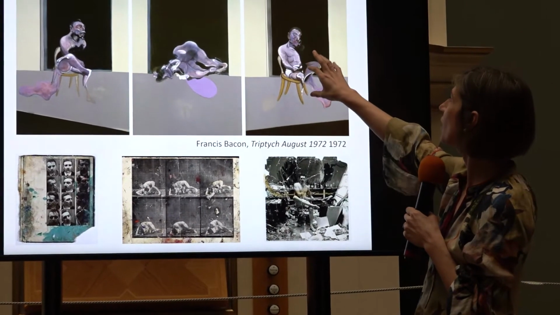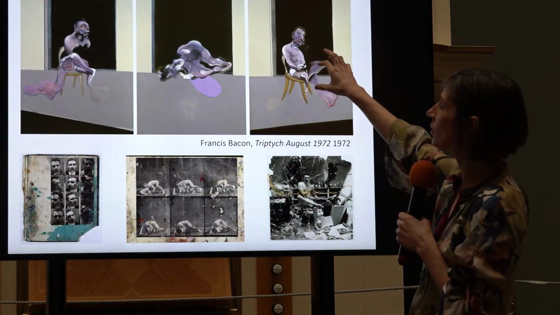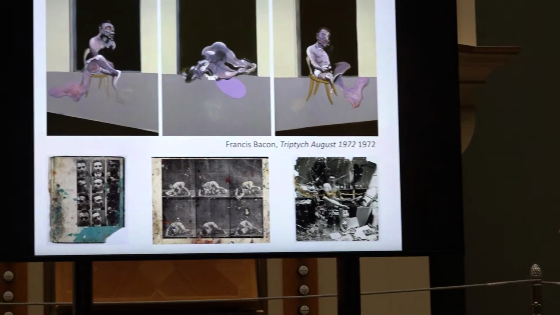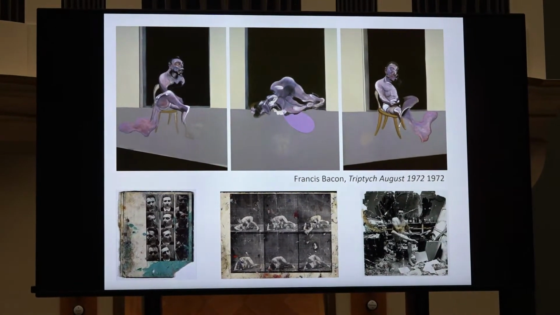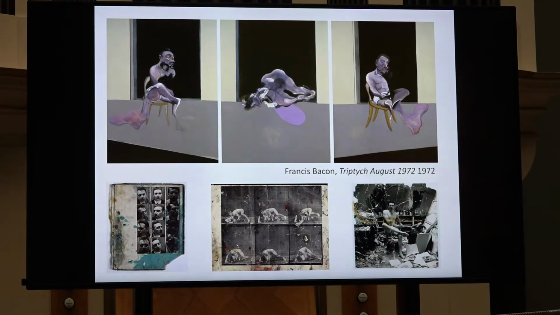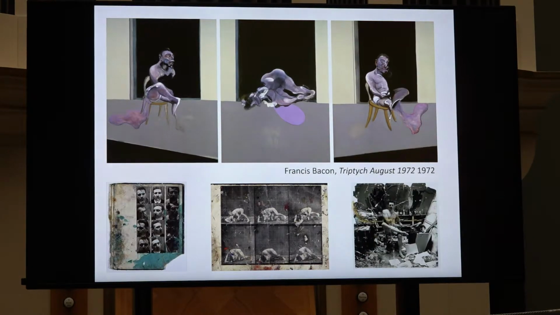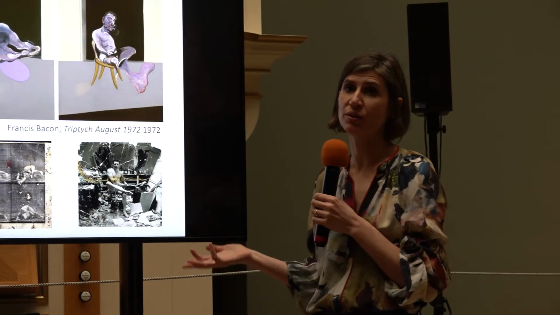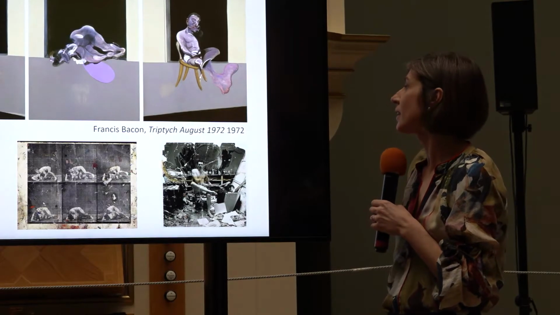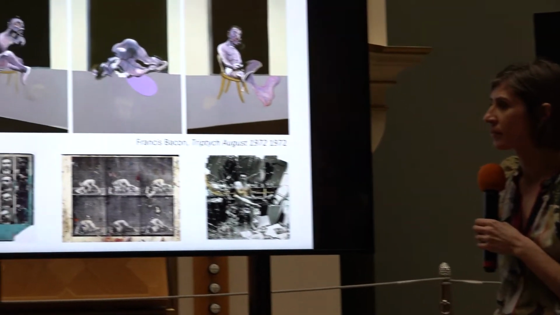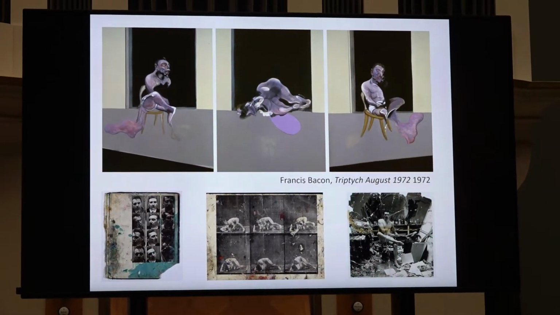This was George Dyer, a very important person in Bacon's life. They were very close and lovers for many years. This is a portrait of George Dyer, who was a very close person to Francis Bacon. And Dyer died by suicide in Bacon's hotel room in Paris only 2 days before his big opening at the Grand Palais. He committed suicide just 2 days before the opening of Bacon's exhibition at the Grand Palais in Paris.